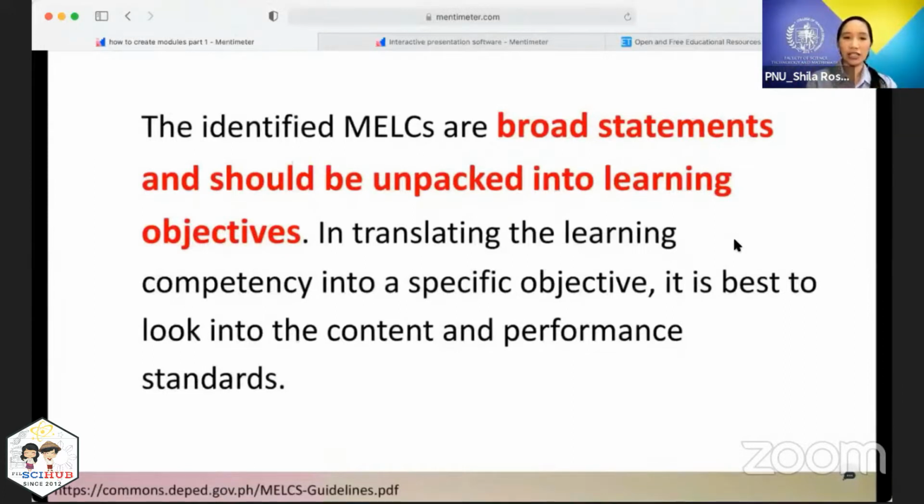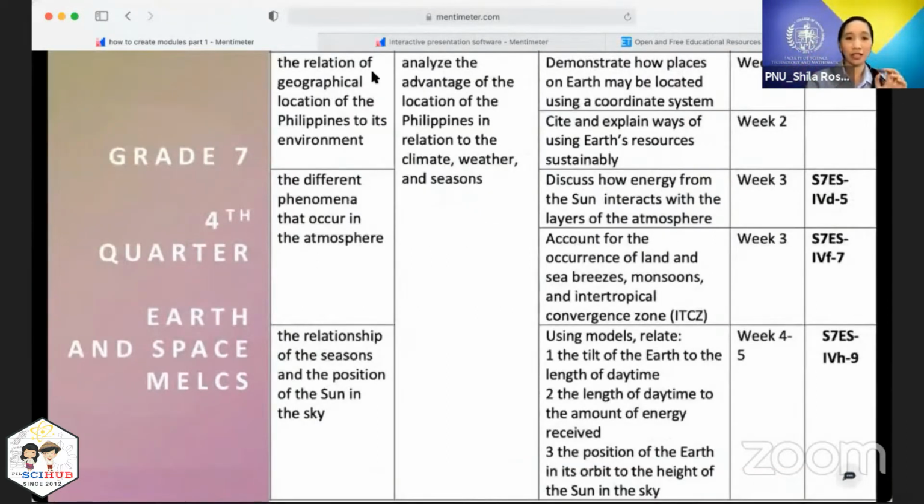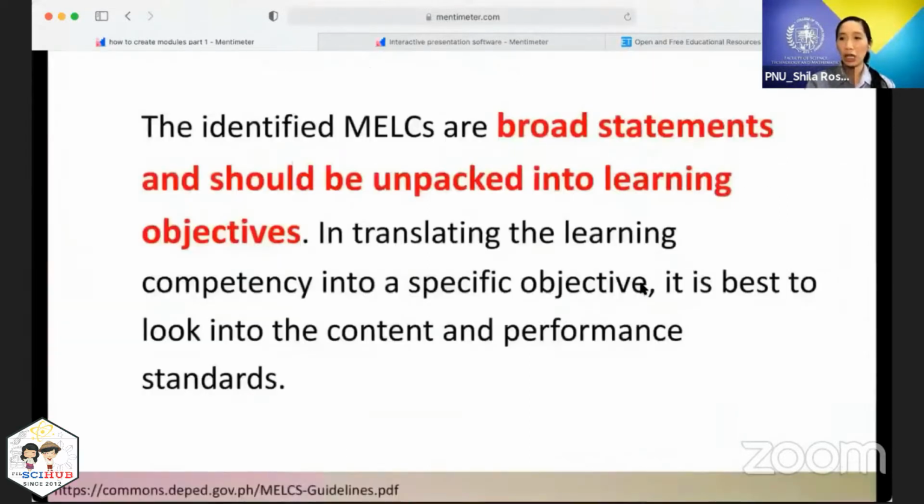Okay. So in translating, DepEd suggested that in translating the learning competency into a specific objective, it is best to look into the content and performance standards. So we have to anchor all of them. So not only the competency, we also have to look into the content standards here. Because the learner should be able to exhibit understanding of the following. This is the content standards. And then they will be able to perform the following. So analyze the advantage of. So we have to anchor it here in both content and performance standards, and we unpack the learning competencies. Okay.